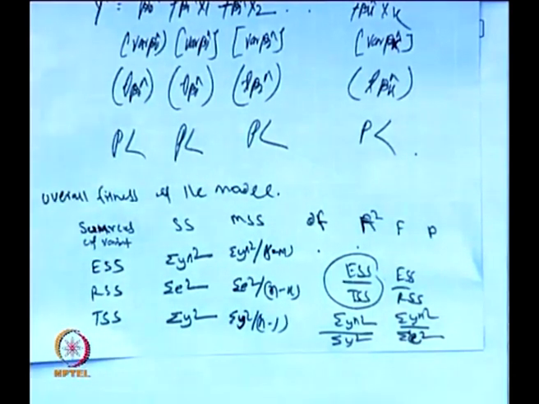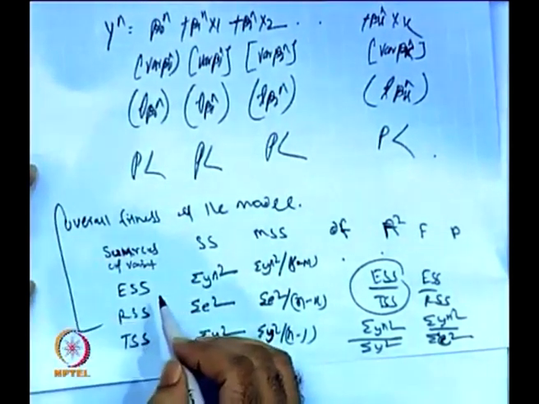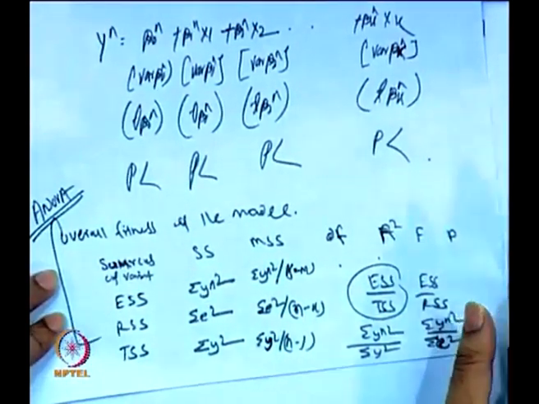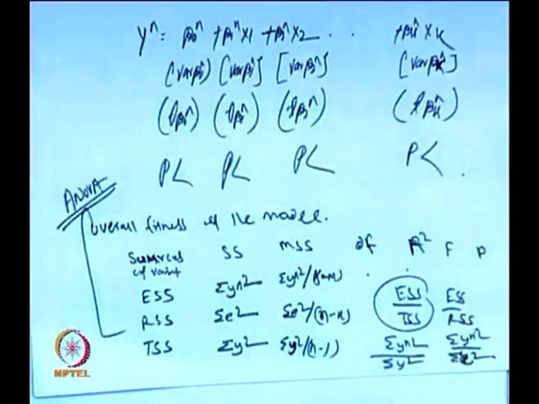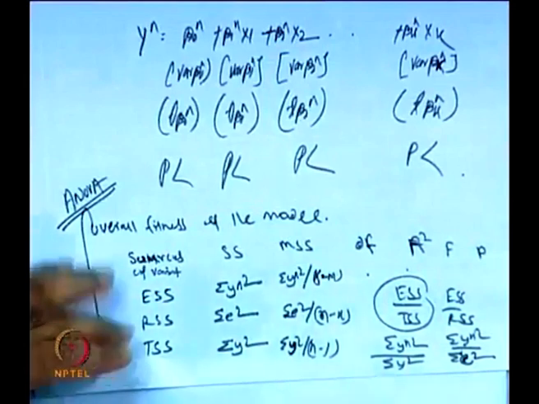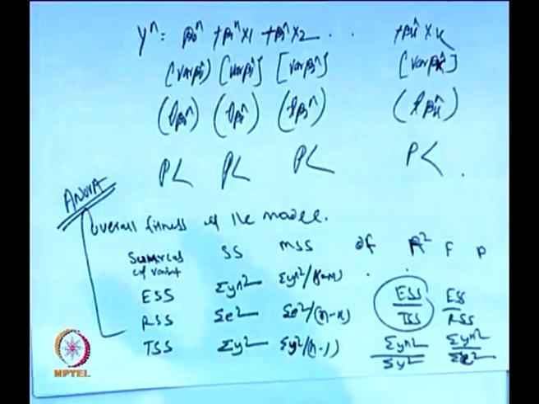This is the structure of what is called the overall fitness of the model, and otherwise it is called an ANOVA test, analysis of variance. There are three standard components that are very important: explained sum square, residual sum square, and total sum square, followed by summation y hat square, summation e square, summation y square. With the help of degrees of freedom, we calculate the R square and F statistics.